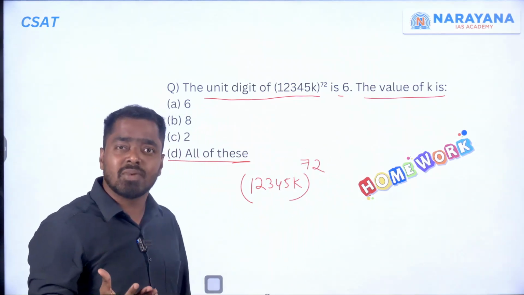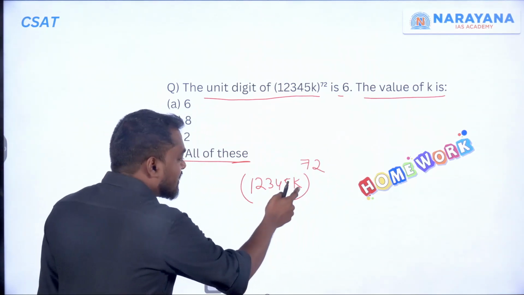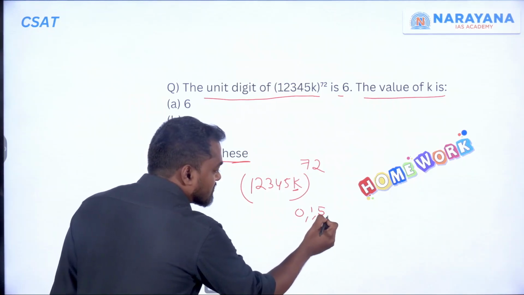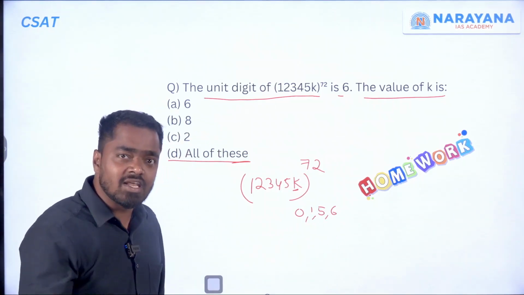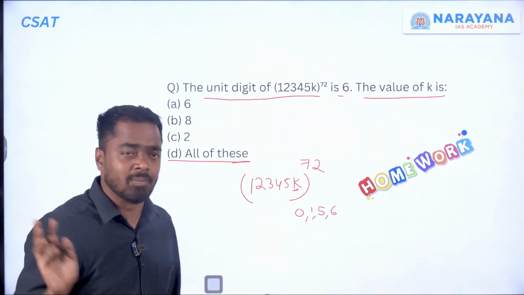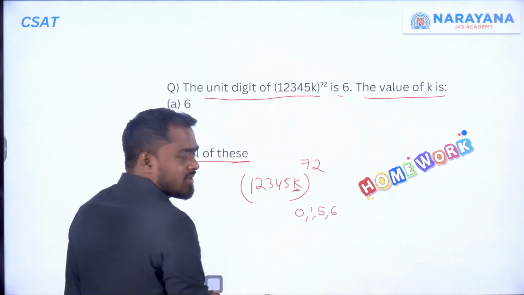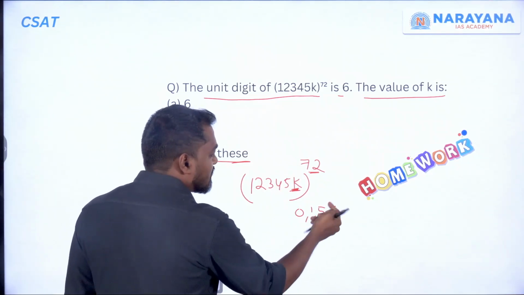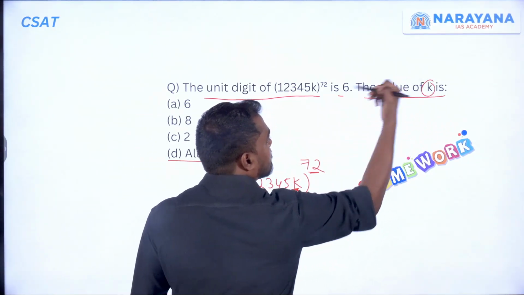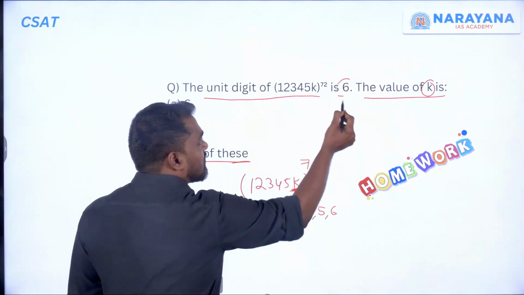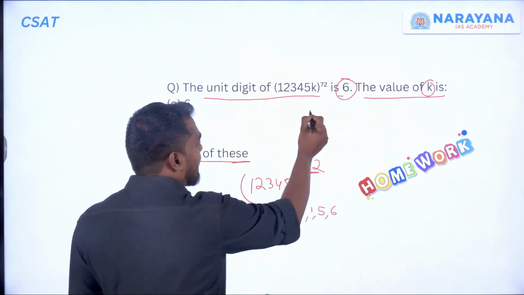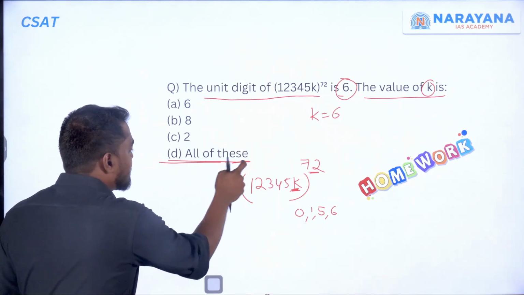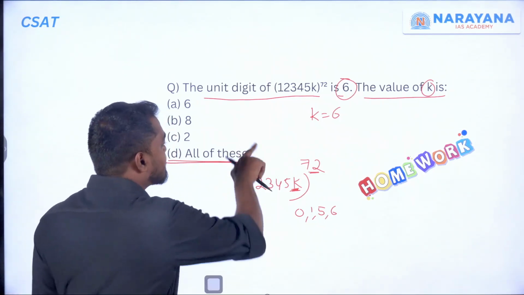When we discussed base to the power model, if the unit digit of the base is 0, 1, 5, 6, let it contain any power, your unit digit will be the same. So k can be 6, right? If there is 6, let it contain any power, the unit digit will always be 6. So one of the values that k can take is 6. But there is an option all of these, so we have to be careful. Let's go through the options.